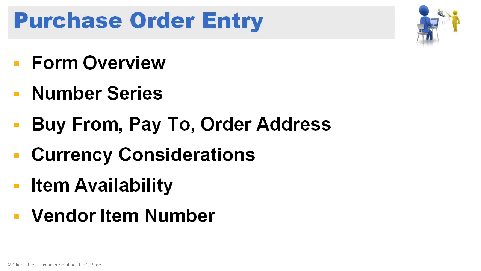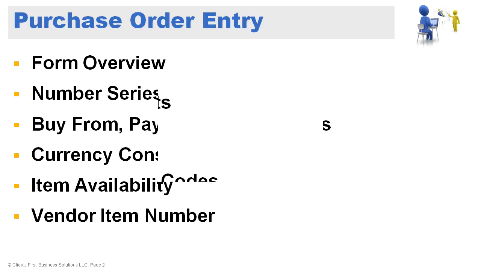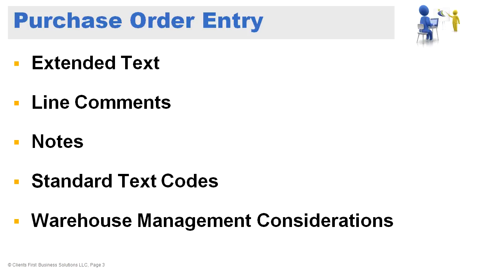We'll take a look at item availability, vendor item part numbers. We'll examine how extended text can be used on POs for entering multi-line text that is specific for purchase orders. What are line comments on POs and how do I use them? What about the note field? What if I have to enter specific notes about a PO?